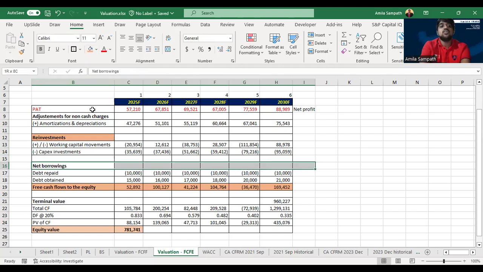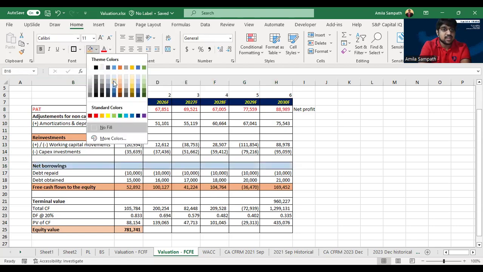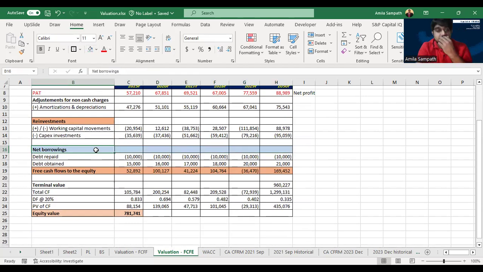This is only for the free cash flow to the equity calculation. What is that? We need to adjust net borrowings. What is the meaning of net borrowings? Net borrowings means we need to adjust debt repaid and debt obtained into our profit after tax. If we obtain new loans during the period, we need to add it to our profit after tax. If we paid some borrowings, for the debt repaid amount, we need to deduct it from our profit after tax. Then we can get our free cash flow to the equity.